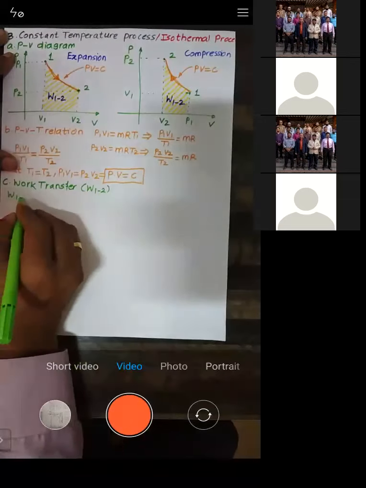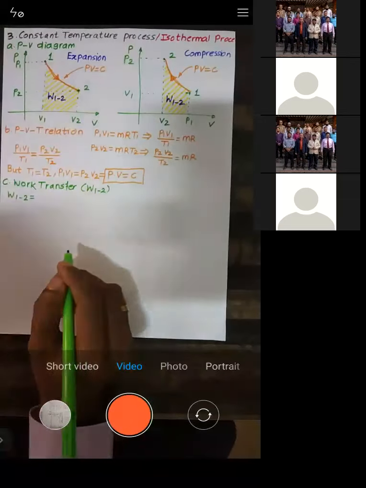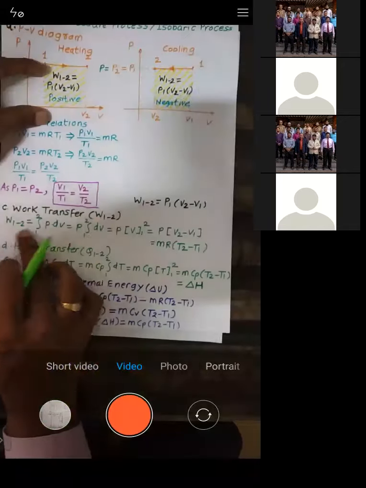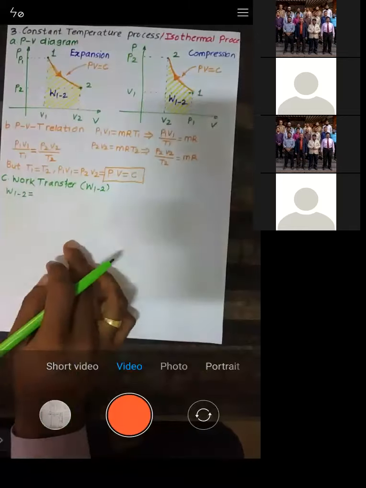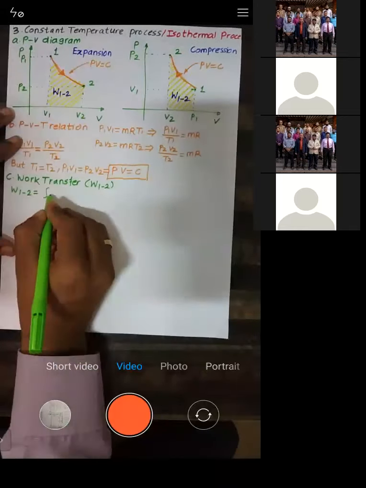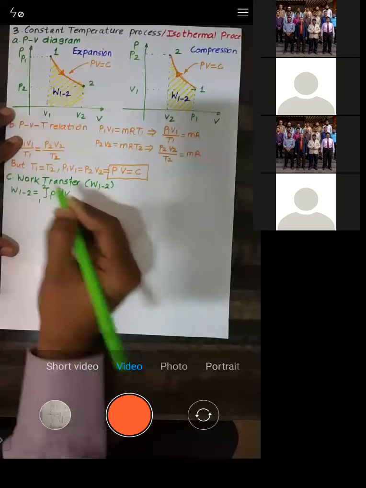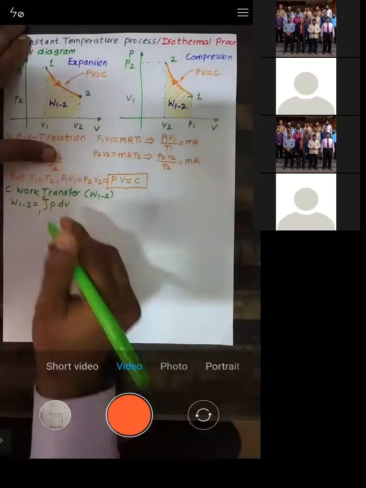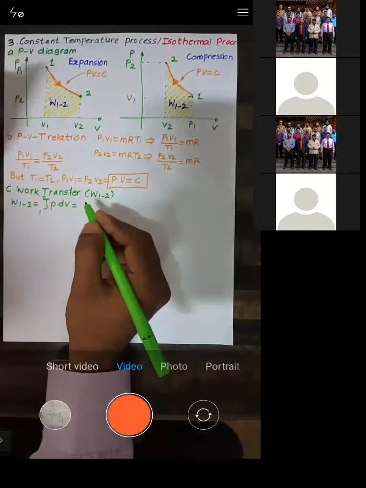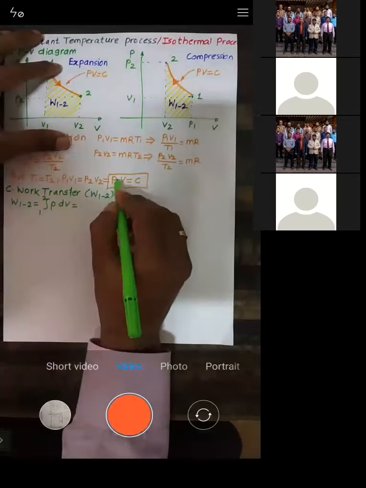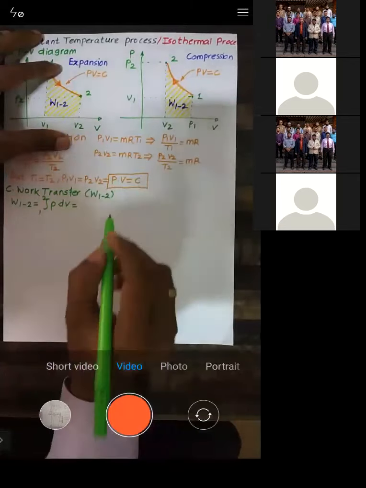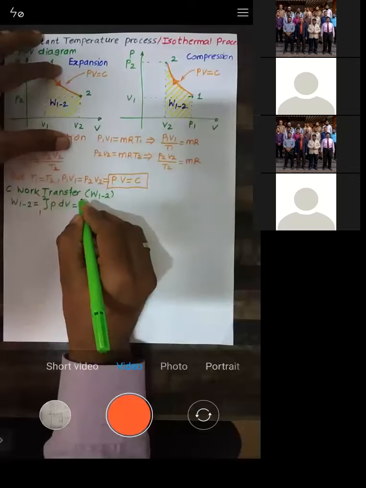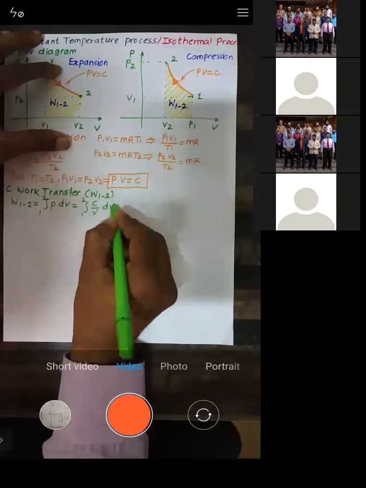Now how will we calculate W1 to 2? Same as the last derivation, you can check it: work transfer is the integration of PdV from 1 to 2. Whatever the process might be, the formula will remain the same. So what value of P can I put? I can put the value of P as C by V. So I write the integral from 1 to 2 of C by V dV.